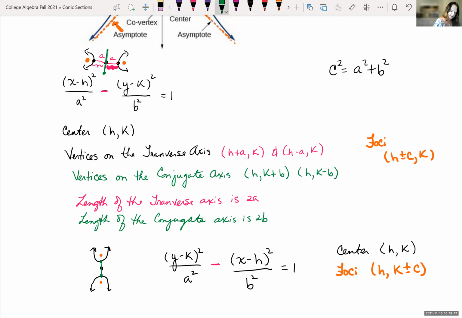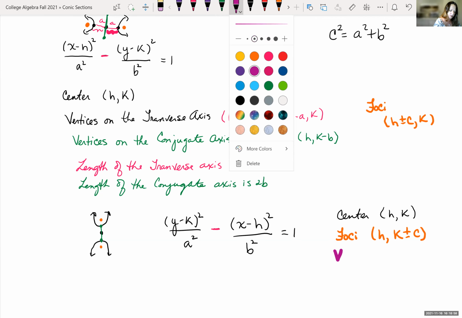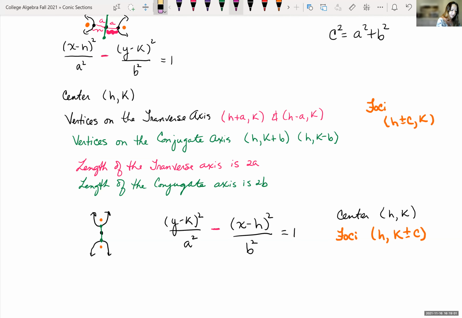The vertices on the transverse axis, so these points right in here, we're adding and subtracting a from the y value of our point from the center. So it would be h comma k plus or minus a.